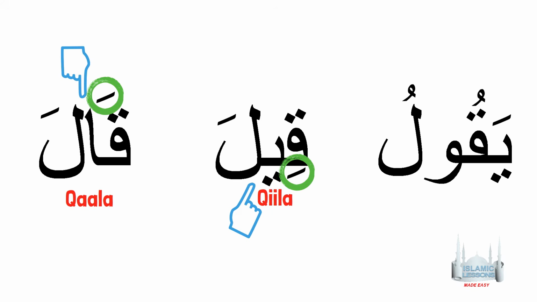We see a waw that could be a long vowel or a consonant. Let's look through the rules. Does the waw have a mark on it? No. Does the letter before the waw have a dhamma? Yes, so it's a long vowel. It reads as YaQuulu, not YaQulu. YaQuulu, stretching it for 2 counts.